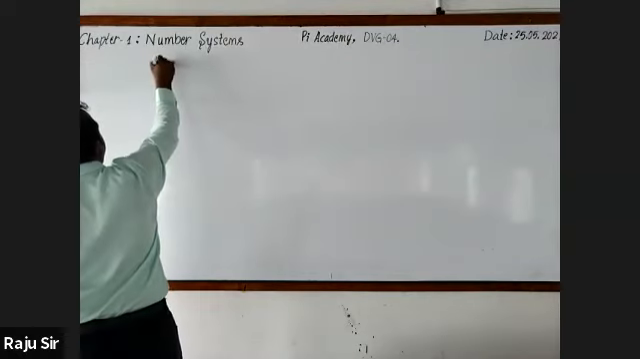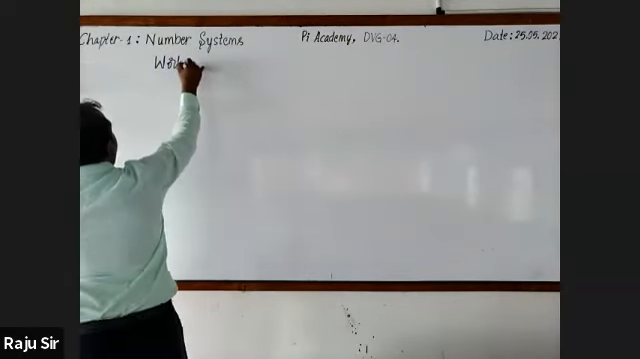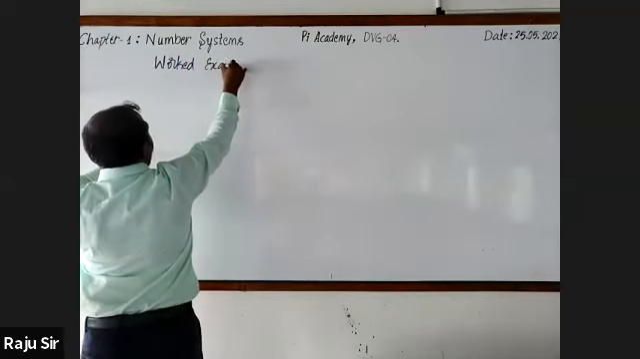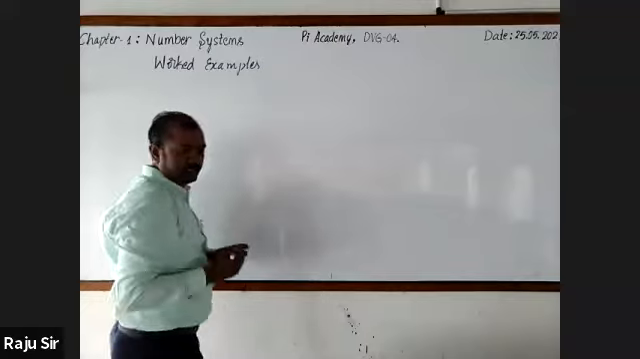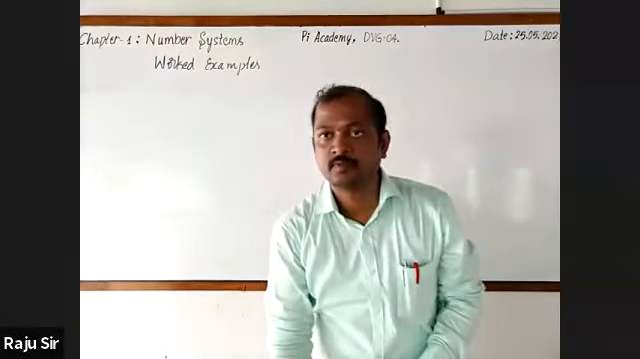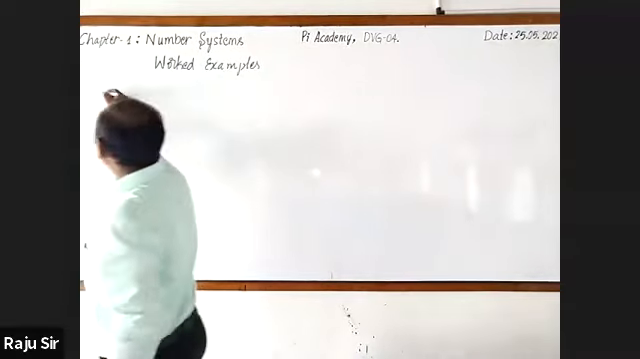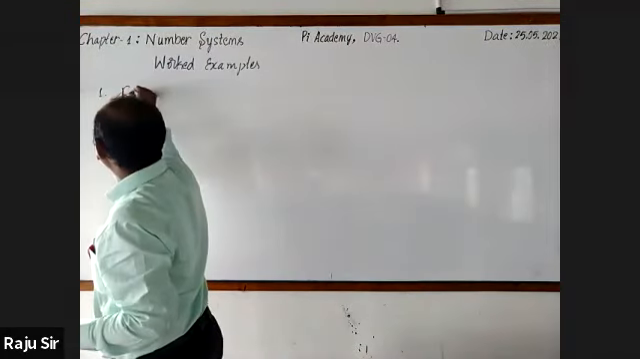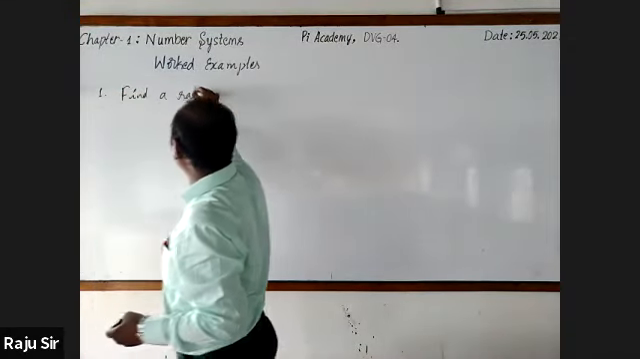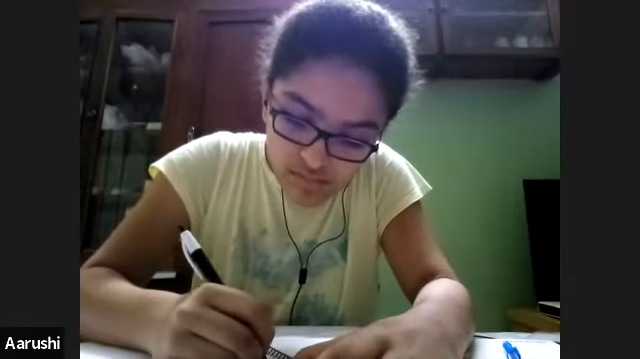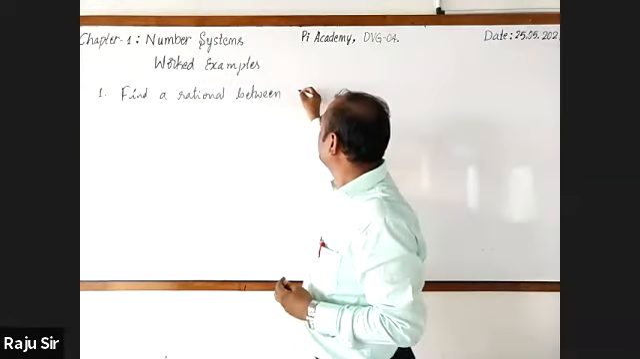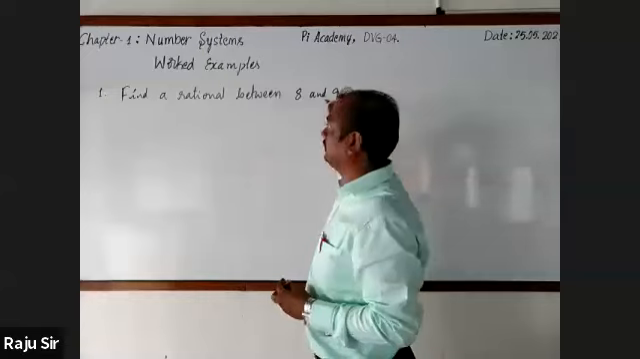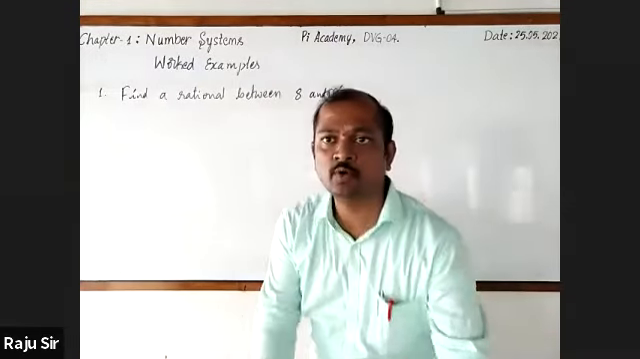But solved problems. Right. What examples? First, find a rational number between 8 and 9. Find a rational, only one rational.